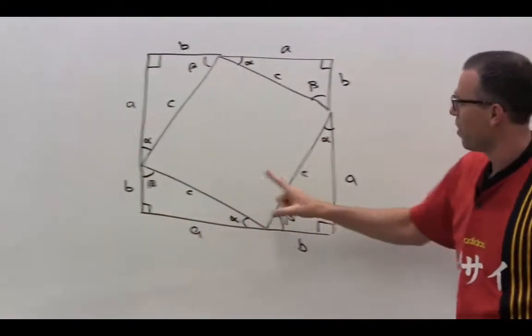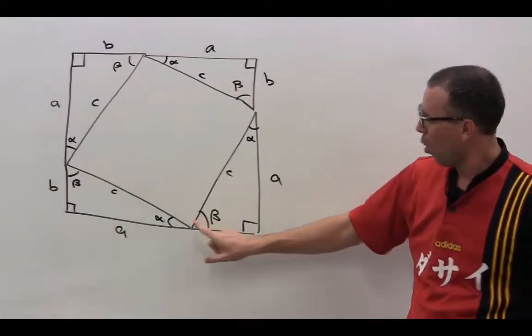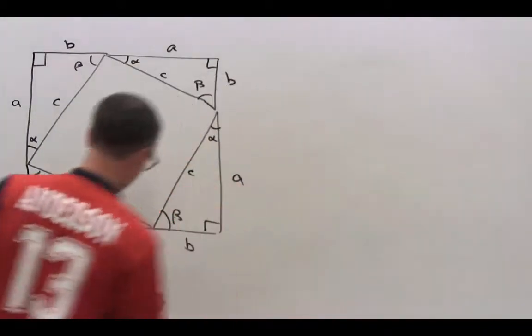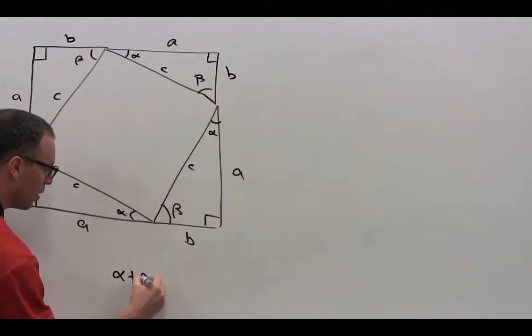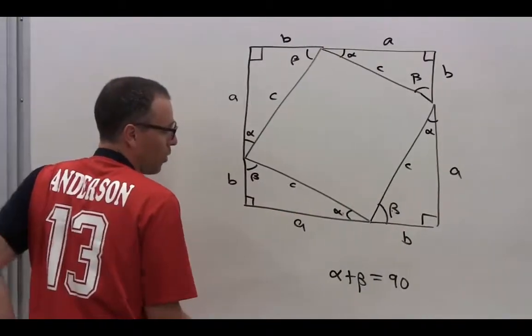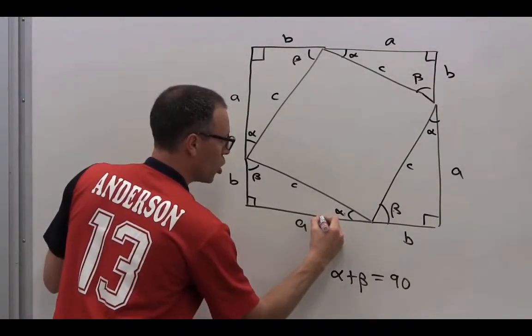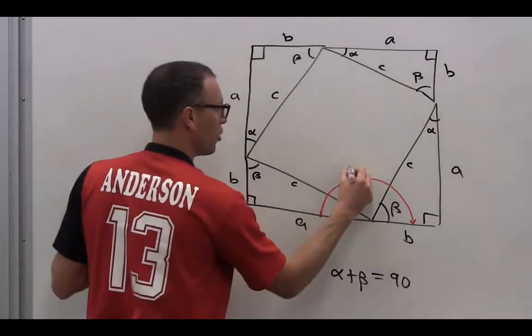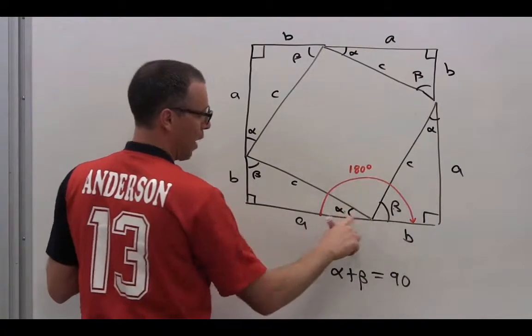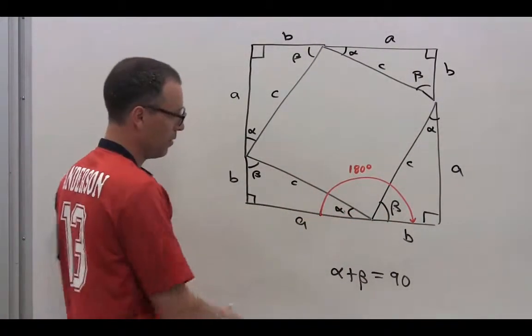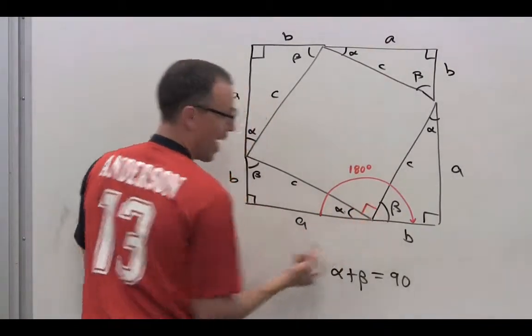All right. Let me ask you this. What do you know about alpha plus beta? Okay. Alpha plus beta equals 90. What do you know about this whole angle, starting from there and going all the way over to there? 180. So we know for sure that that's 180. And we know for sure that alpha plus beta is 90, which says what about that right there? So this thing right here now must be 90.